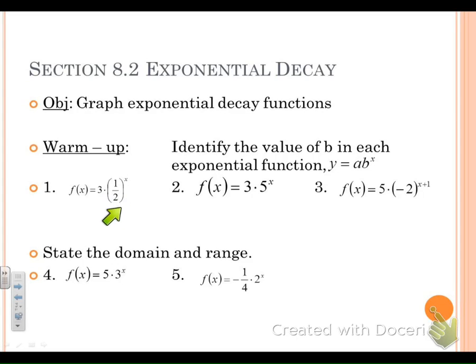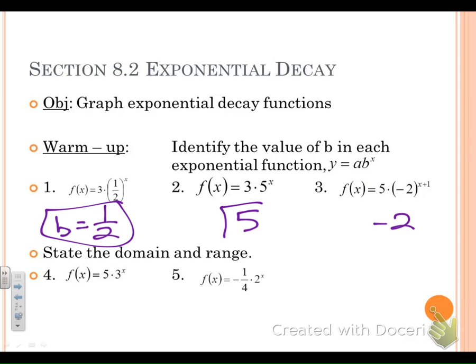So, base. If I look at this y equals a times b to the x, the base is in the position that gets the exponent. A is the leading coefficient, so I'm not going to pick a number in the leading coefficient position. B is the base. We have to recognize the base because that's the difference between growth from yesterday and decay today. You've got to recognize what's in the B position. So, 1/2 for the first one, 5 for the next one, -2. Those are the bases.